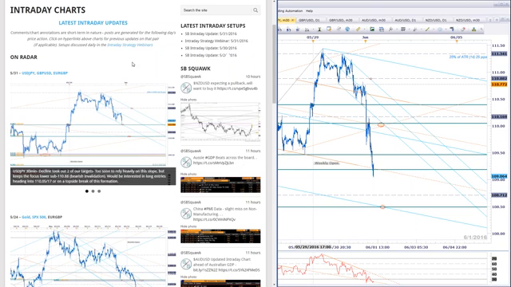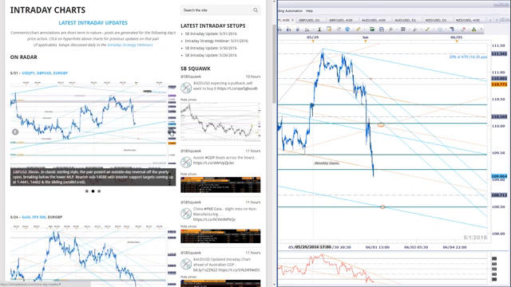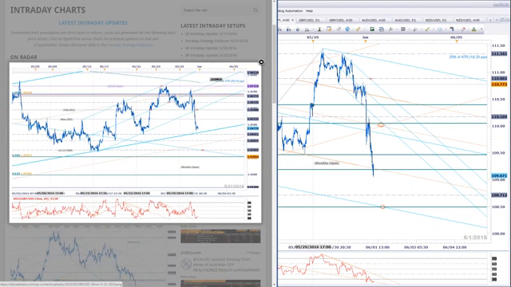Let me go over the British pound real quick. So here's what the pound looked like. The pound saw another breakdown of key support. If you guys recall from the previous session, we took out two of the topside targets, coming just short of 47.31, which is a 2016 open.